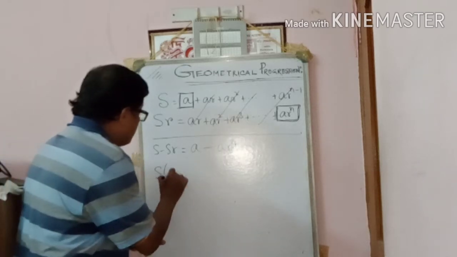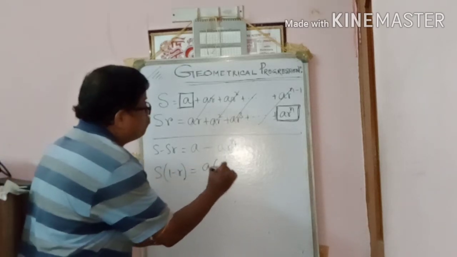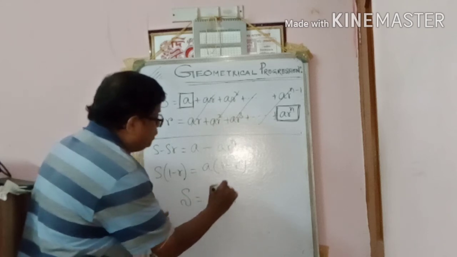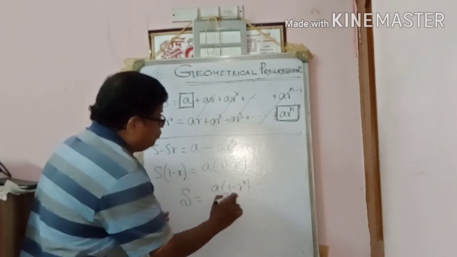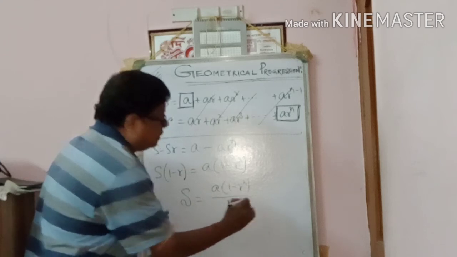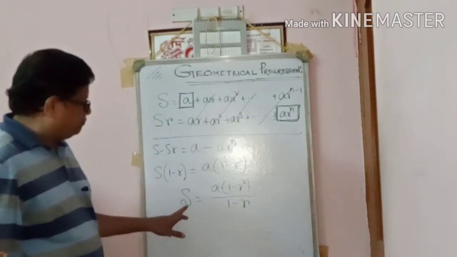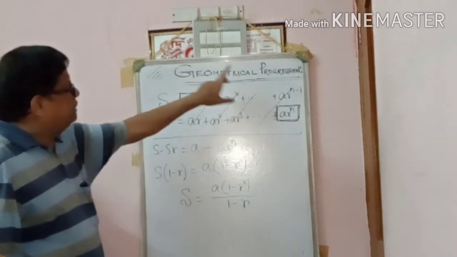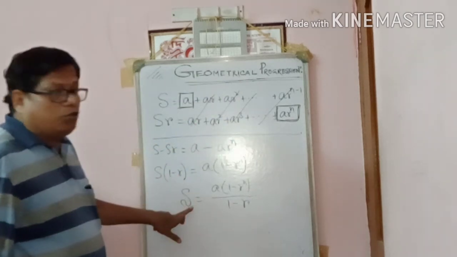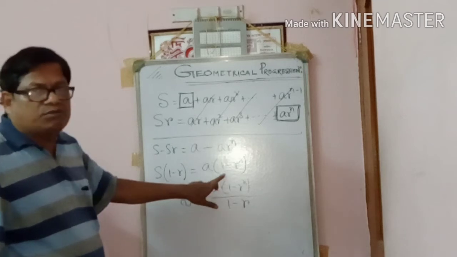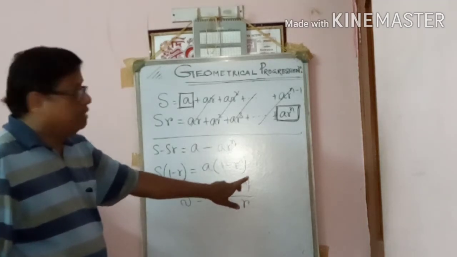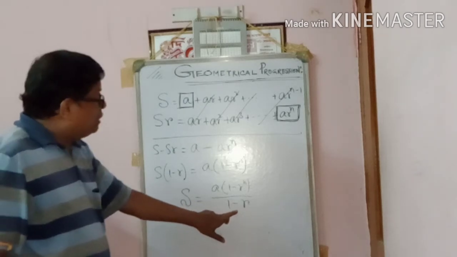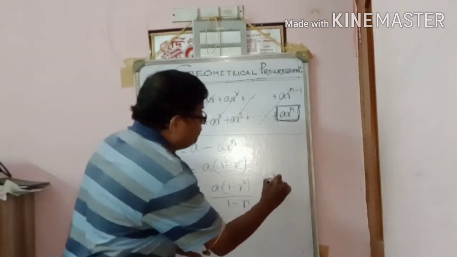So S common 1 minus R equal to A common 1 minus R to the power n. So S equal to A into 1 minus R to the power n by 1 minus R. Okay. So S equal to the sum of n terms in GP. So S equal to A into 1 minus R to the power n by 1 minus R. Okay. Now 1 minus R means R less than 1, keep in mind.